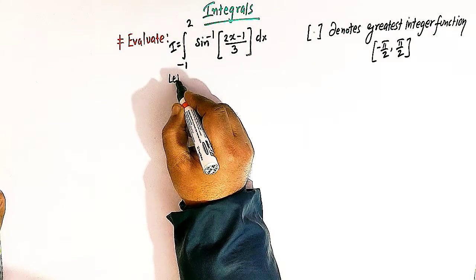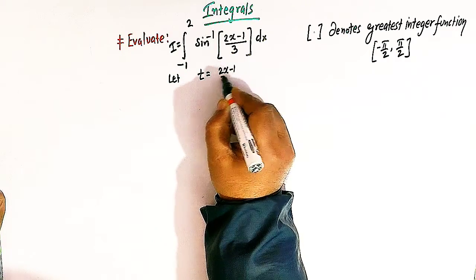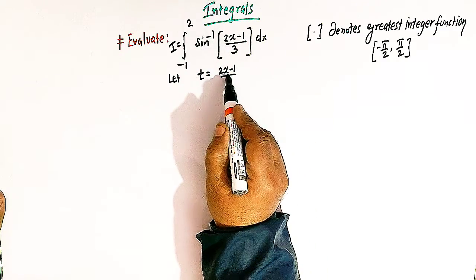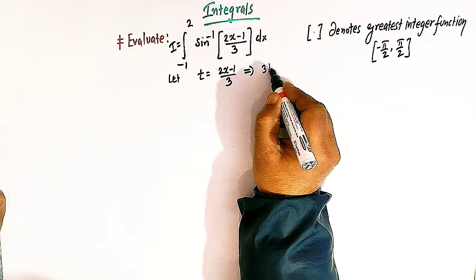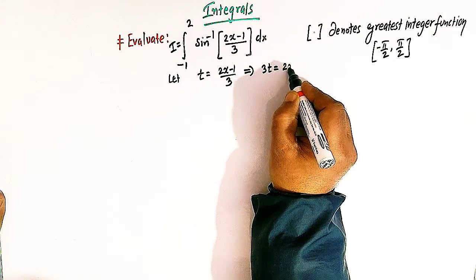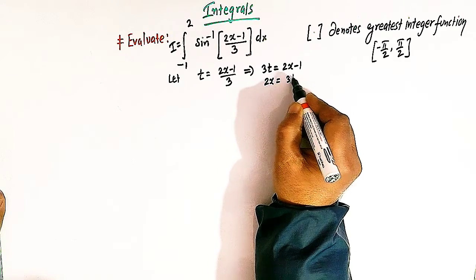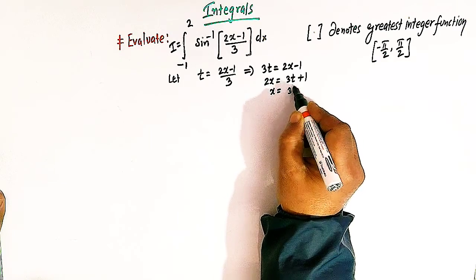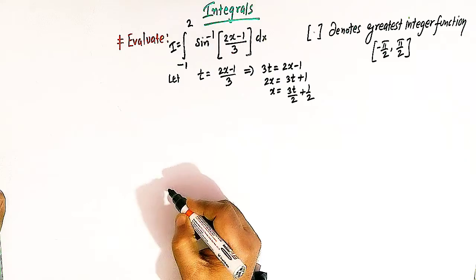So let us substitute here t is equal to (2x minus 1)/3. So that we can write 3t is equal to 2x minus 1. So 2x is 3t plus 1. Then we have x is equal to 3t/2 plus 1/2.